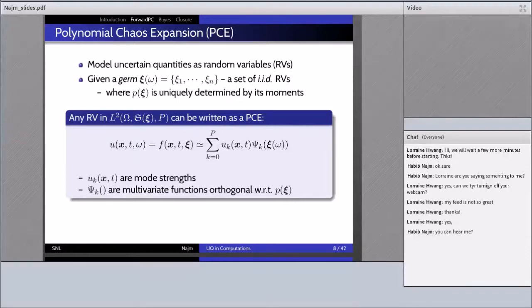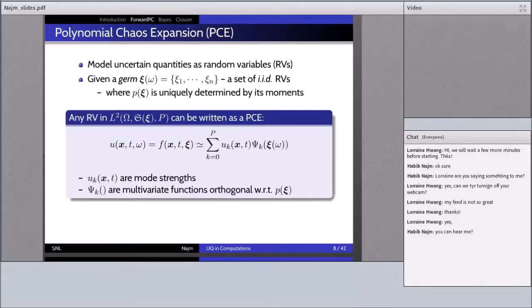And this is a technical restriction that I won't go into now, but again, for most applications, it's not something we're concerned about. So any random variable in a particular class can be written as a polynomial chaos expansion. And the first step is to say that the random variable u is a function of xi. And this statement that any random variable in this class can be written as a function of xi is because of this sigma algebra definition.